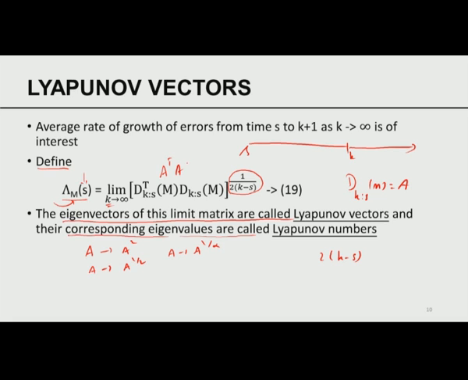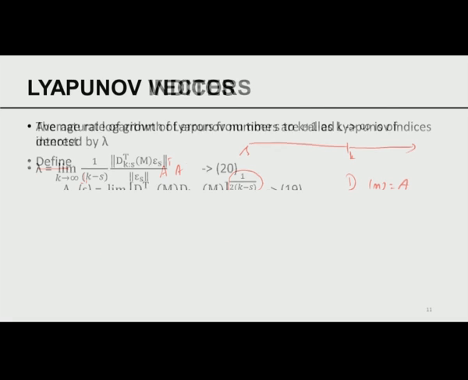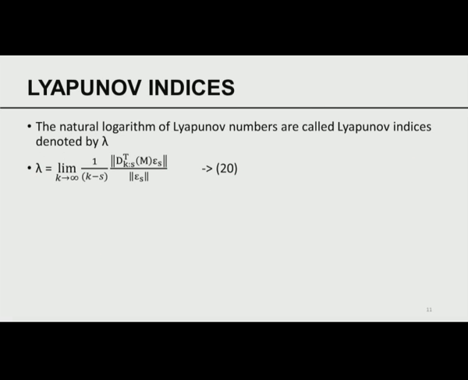The eigenvectors are called Lyapunov vectors, the eigenvalues are called Lyapunov numbers. Lyapunov is the famous Russian mathematician who propounded the theory of stability in the early decades of the 20th century, and so in his honor they are called Lyapunov vectors and Lyapunov numbers. The natural logarithm of the Lyapunov numbers are called Lyapunov indices. So let us look at this number. This is called the Lyapunov index.